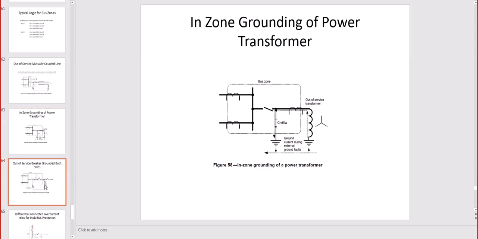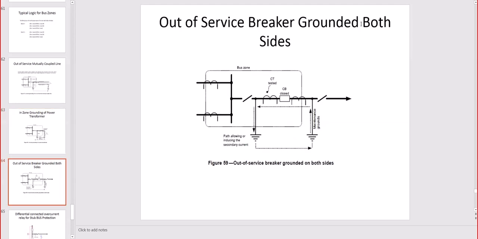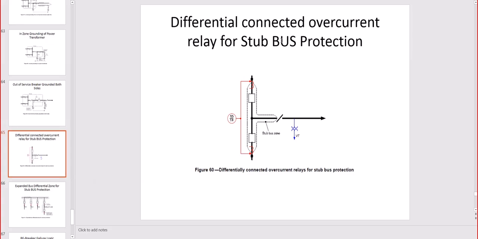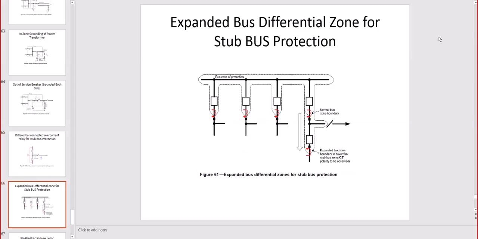There are pros and cons for each one. Out of service breaker grounded both sides, so this is the correct way to eliminate any induced voltages from other adjacent neighbor buses or backfeed. Differential connected overcurrent relay for stub bus, so you have a PT after the stub, which will confirm the open switch. Expanded bus differential zone for including the stub, so now we have the stub included with the expanded zone.